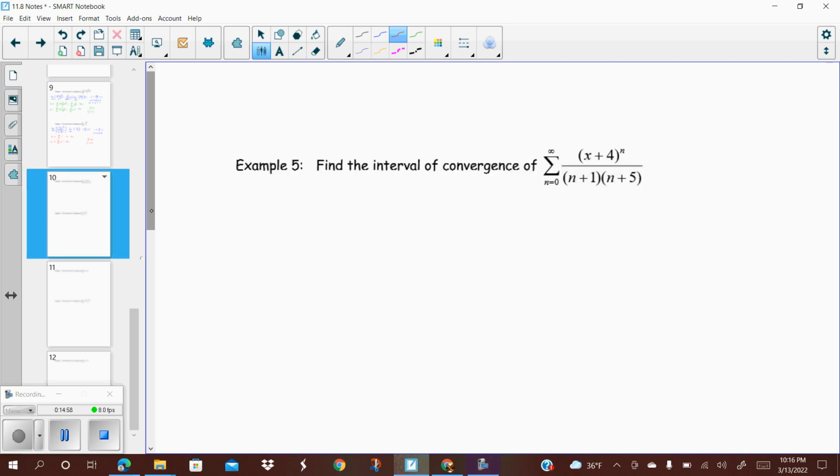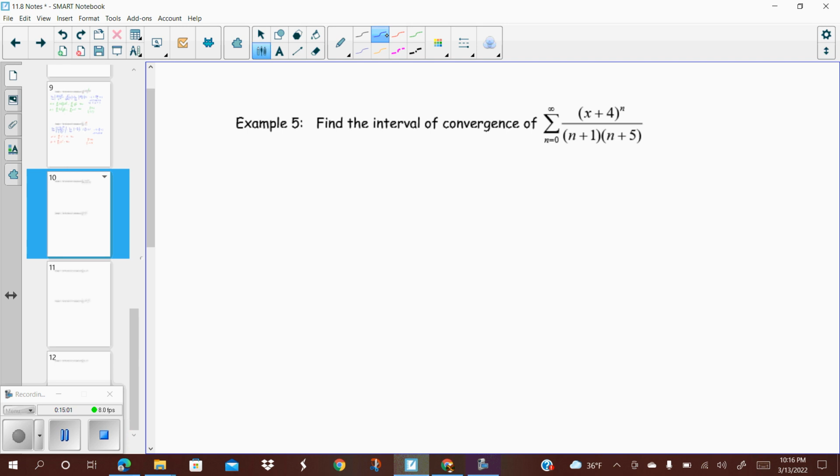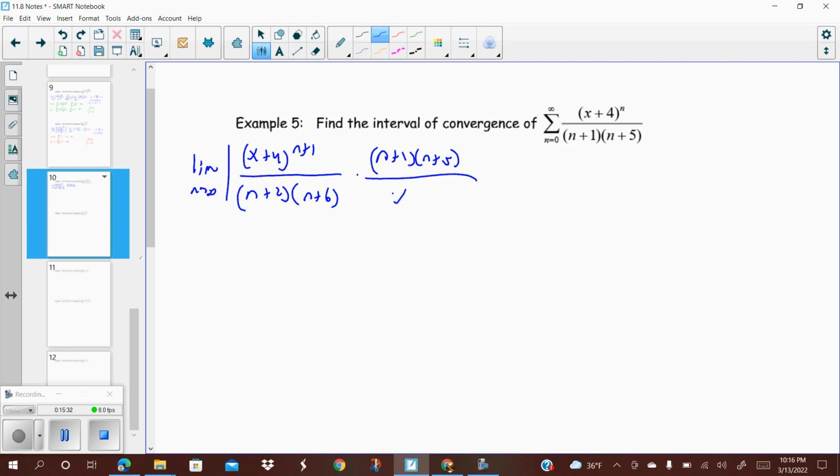All right, number 5. Limit as n goes to infinity, absolute value, x plus 4 to the n plus 1 over, so n plus 1 will be n plus 2, n plus 1 plus 5 will be n plus 6, times the reciprocal, n plus 1, n plus 5, over x plus 4 to the n.